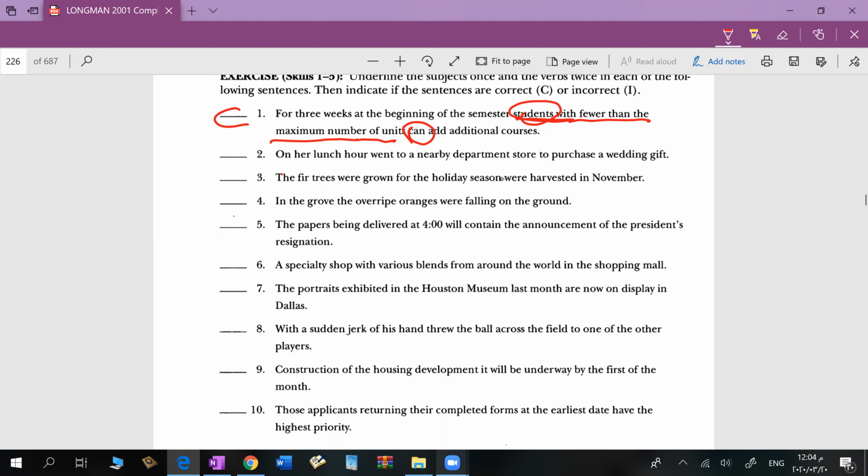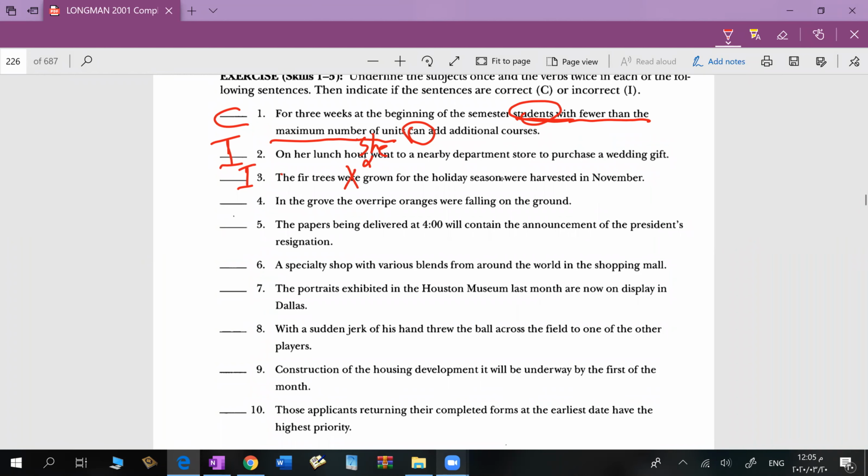"On her lunch hour, went." What do you think? Incorrect. How can we make it correct? She went. Thank you very much. "The fir trees were grown for the holiday season, were harvested in November." Incorrect. How can we make it correct? Remove were. The fir trees grown for the holiday season were harvested in November.